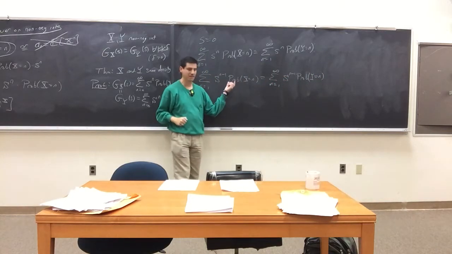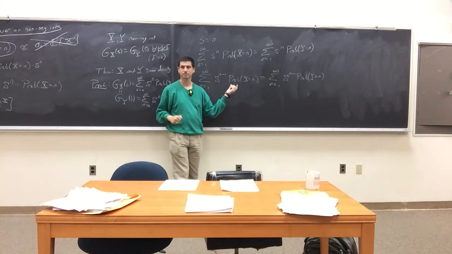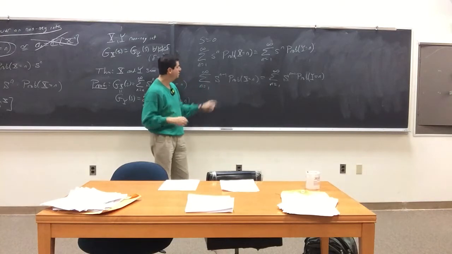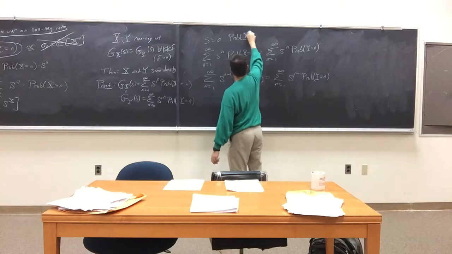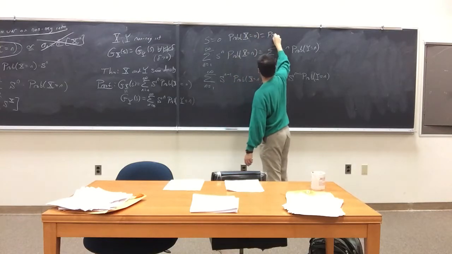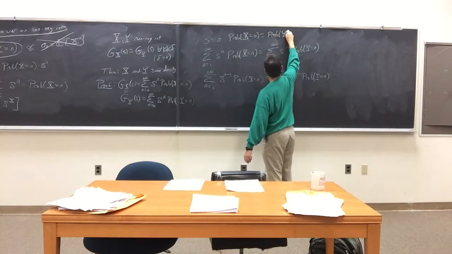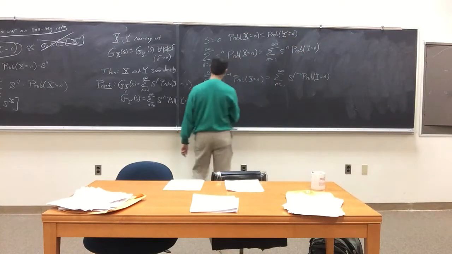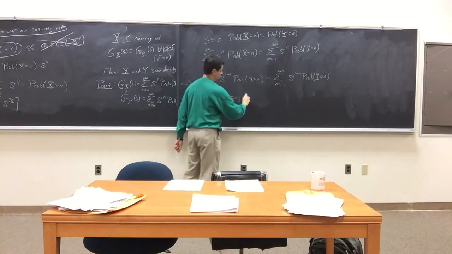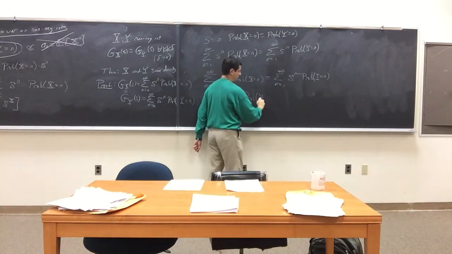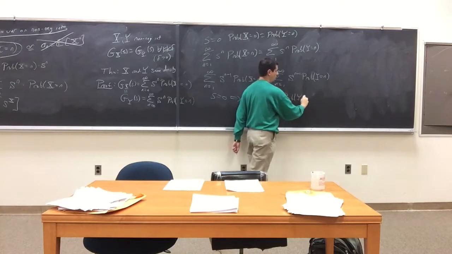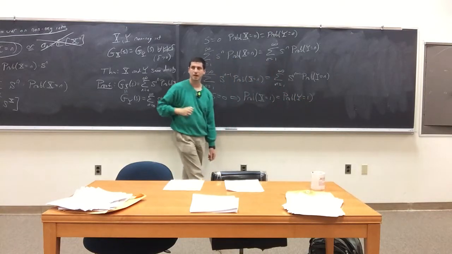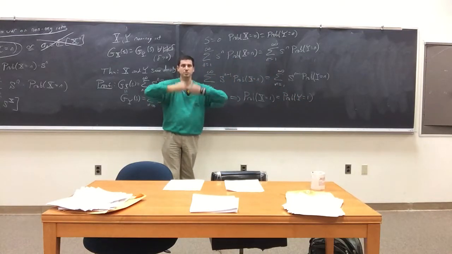And now what should we take S to be? Now we take S to be 0 again. And then if you take S equals 0 here, this gives us the probability X equals 0 is the probability Y equals 0. Now we take S equals 0, and this gives us the probability X equals 1 equals the probability Y equals 1. And we just march down, march down, march down.